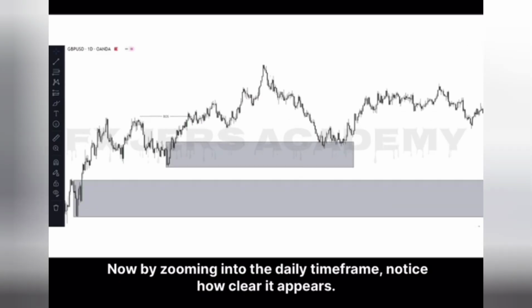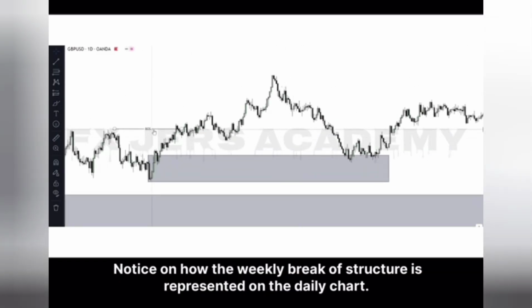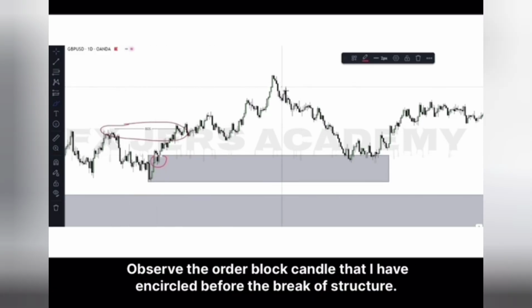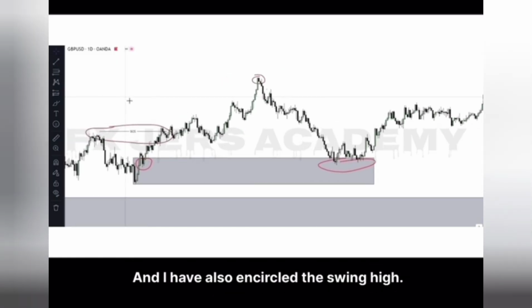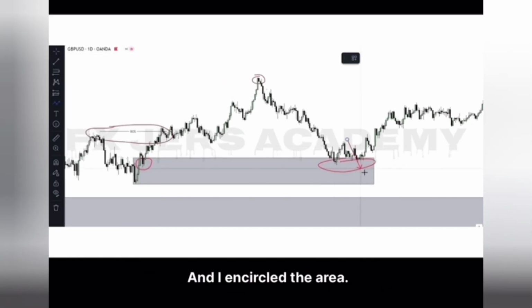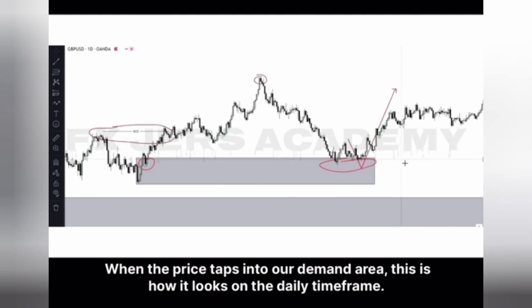Now, by zooming into the daily time frame, notice how clear it appears. Focus on how the weekly break of structure is represented on the daily chart. Observe the order block candle that I have encircled before the break of structure, and I have also encircled the swing high, and I encircled the area. When the price taps into our demand area, this is how it looks on the daily time frame.